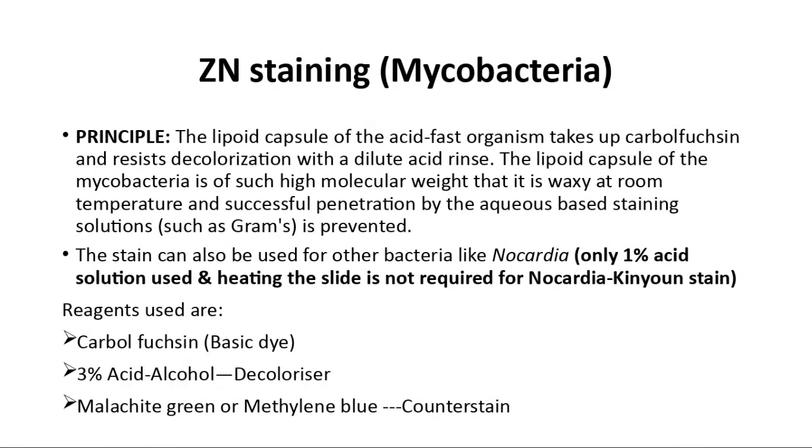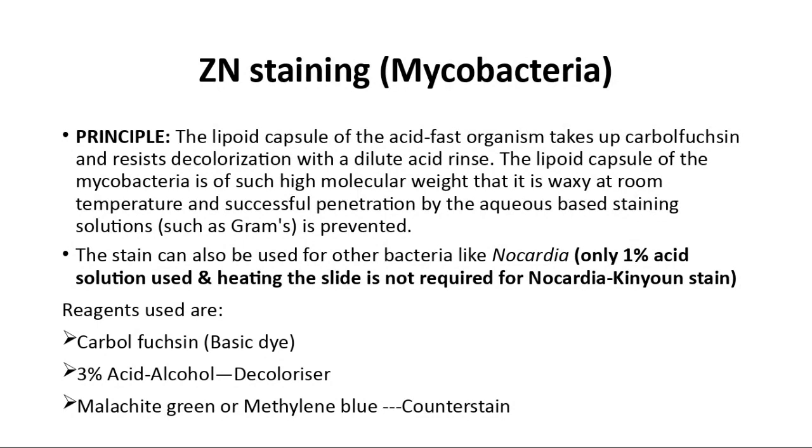As a result, we need another type of staining, so that our stain can enter into the cell wall and we can see the bacteria. For this purpose we perform the Ziehl-Neelsen staining, which contains carbol fuchsin, 3% acid alcohol, which is called the decolorizer, and malachite green or methylene blue as a counter stain. And before this step, we perform the heating procedure. If you remember, the heating on the slide after adding the dye allows the dye to enter the cell wall of this type of bacteria.